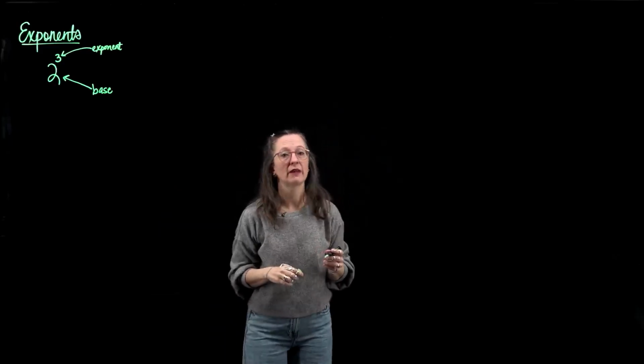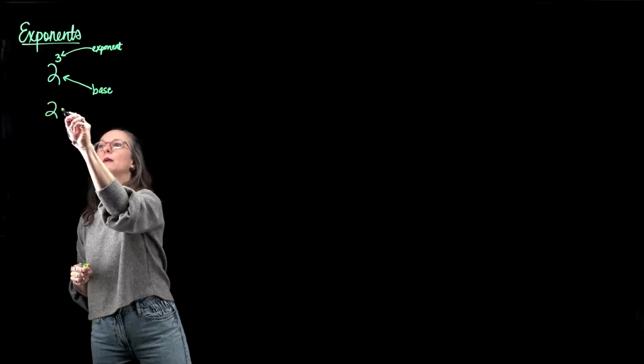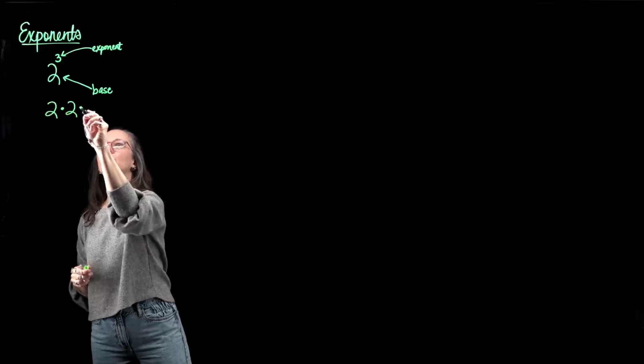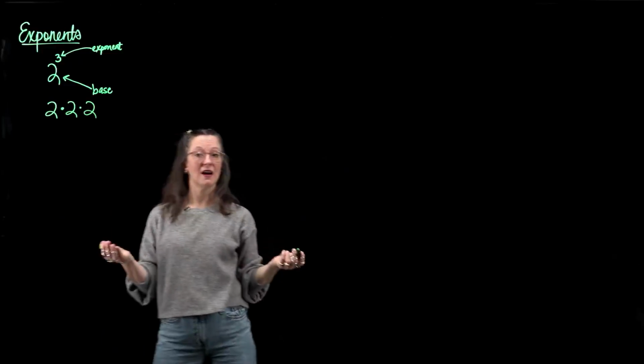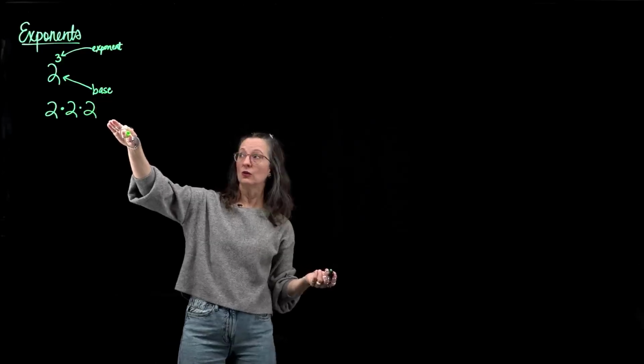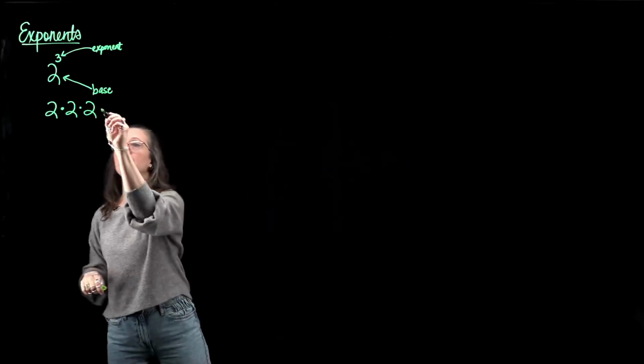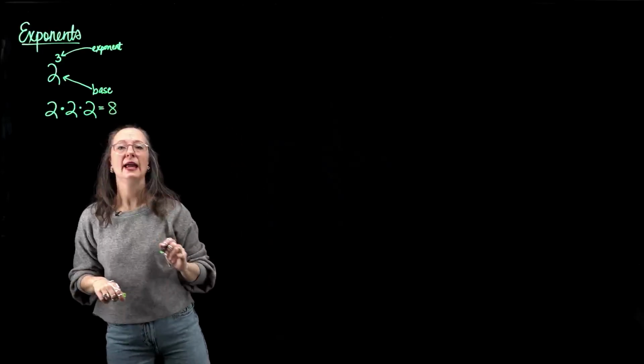When we see something like this, what it really means is 2 multiplied by itself 3 times. So 2 times 2 times 2, 1, 2, 3 of them, which would be written as just 8.